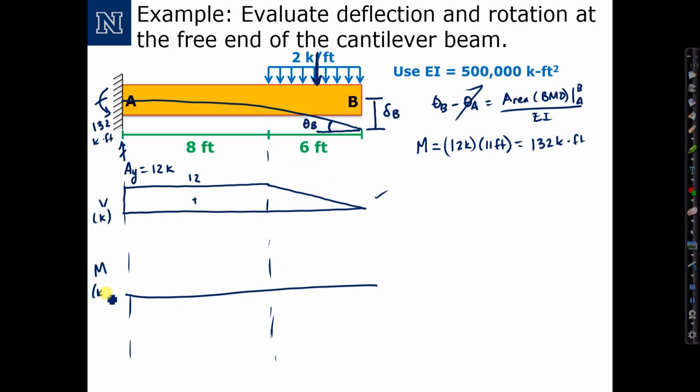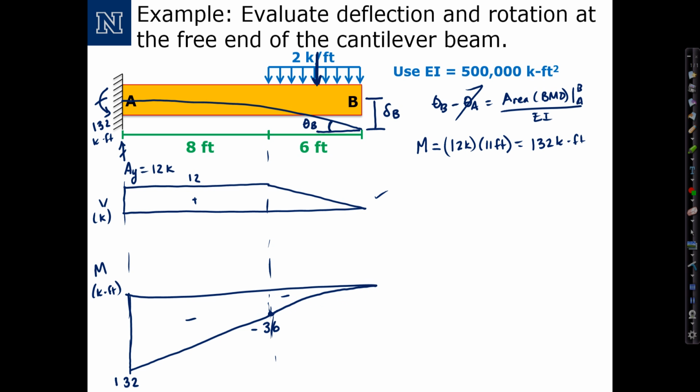Okay, my moment in kip feet. Moment is going to drop to negative 132. And then it's going to increase linearly where shear is positive. Negative 132 plus the area of the shear diagram, 12 times 8, which is 96, gives negative 36. And moment is negative. And then finally, negative 36 plus 1/2 times 12 times 6 is equal to 0. And the moment diagram is quadratic in that region.